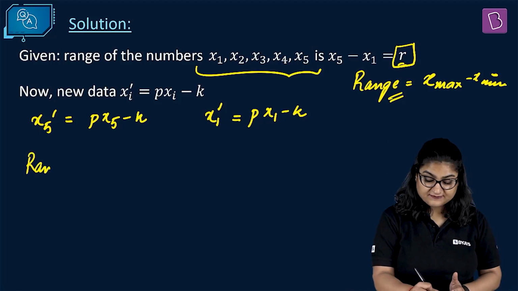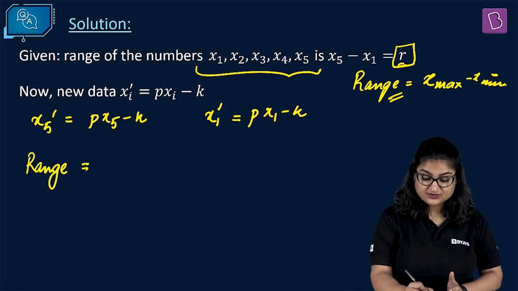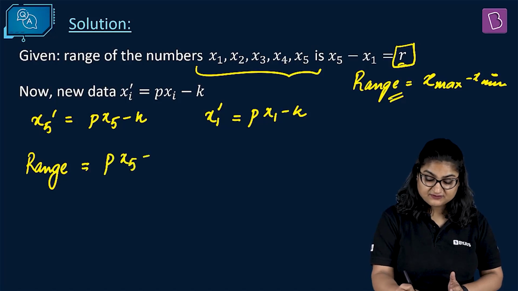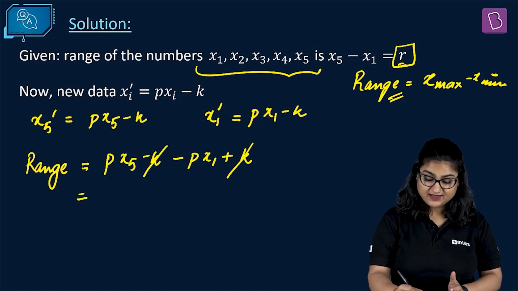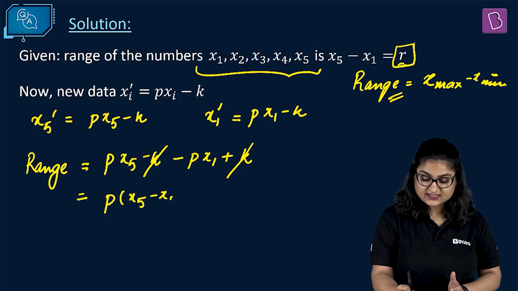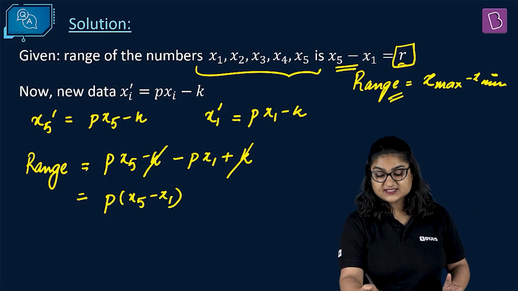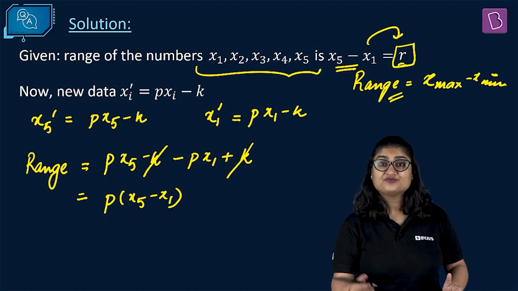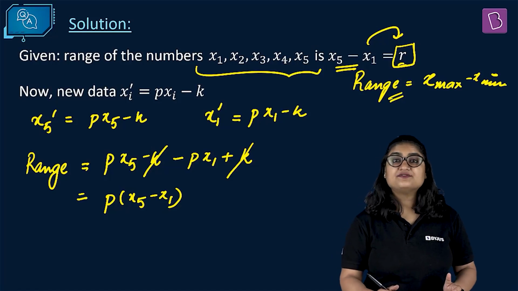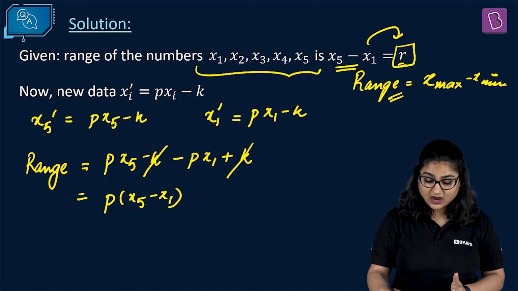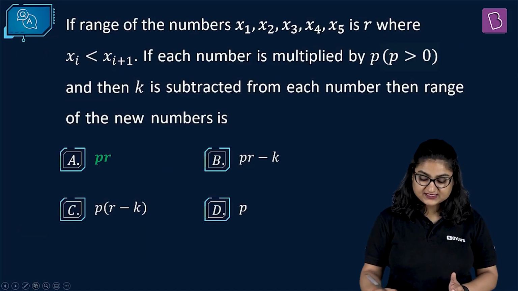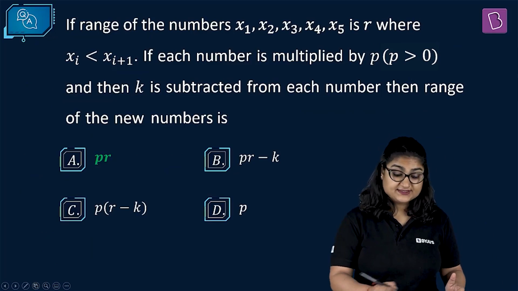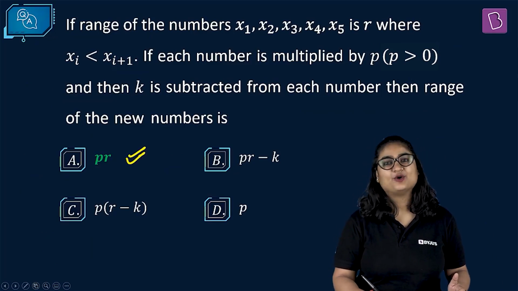Now we know that range is defined as x max minus x min, so range would be equal to p times x5 minus k minus p times x1 plus k. Now this k and this k will cancel out each other, and we will be left with p times x5 minus x1. Now we know that x5 minus x1 is equal to R. That was the range of the initial data entries, and if I substitute x5 minus x1 as R, what I will get is new range is equal to p times R, which has been given to us in option A. Hence we can say that the correct answer to this question is option A.